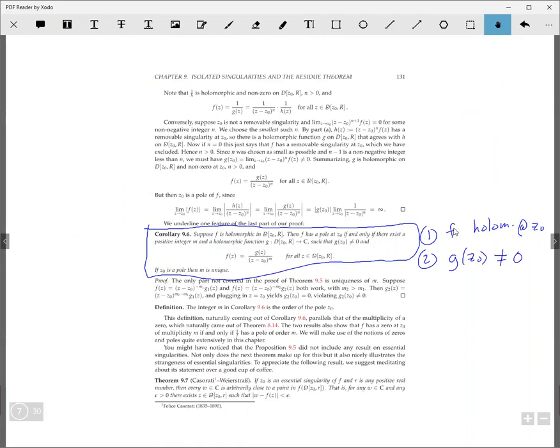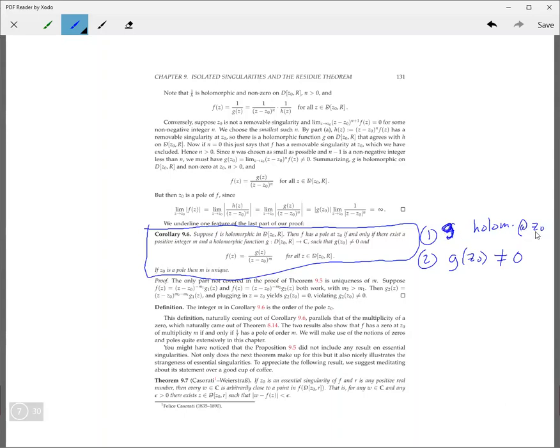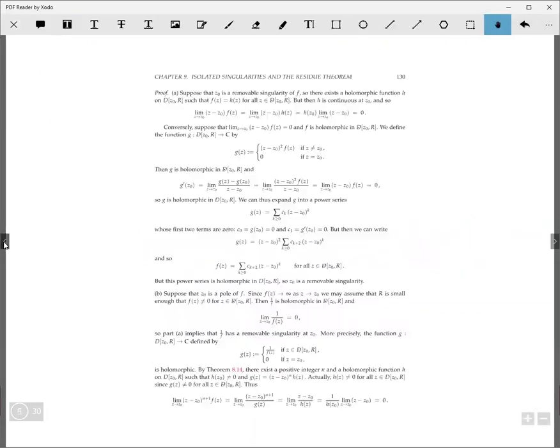Okay, wait a second. I messed up. This is g of z is holomorphic. g of z is holomorphic at z naught. Okay, g is holomorphic at z naught. That's what we need.